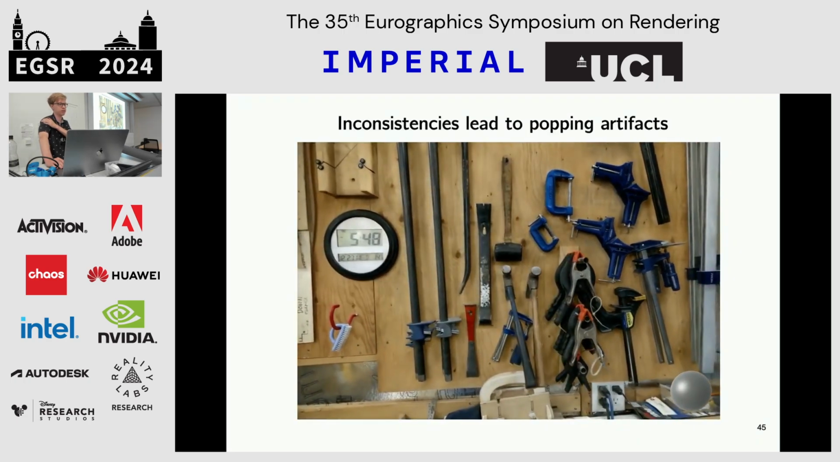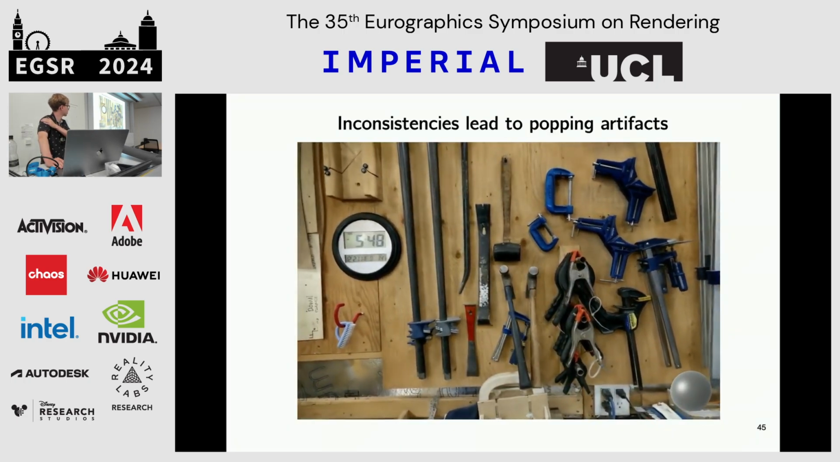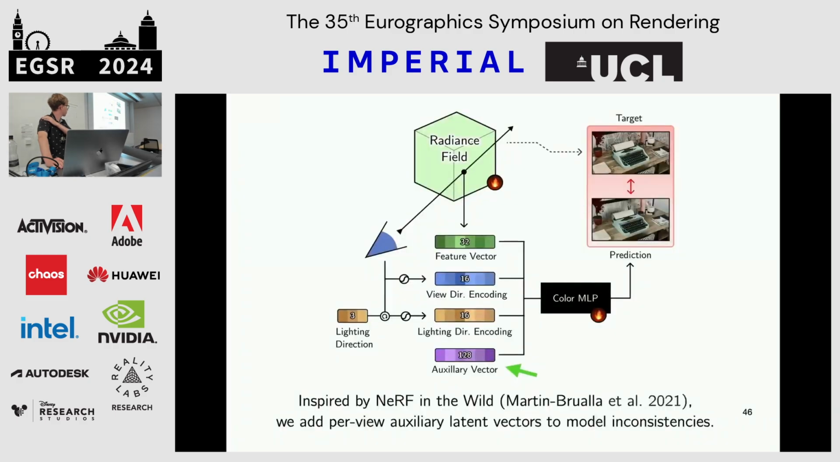And now we're only left with these really distracting popping artifacts that are caused by holes in the surface. So to solve these holes, for each training view, we optimized an auxiliary vector, which is a randomly initialized vector that we let free during optimization. And what this does is that we learn to predict the inconsistencies in the images using the colors of the Gaussians instead of using their position and their scale. So this resolves the issue of having holes in the surface.